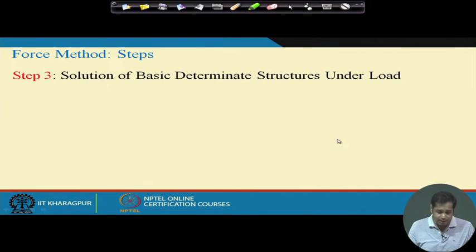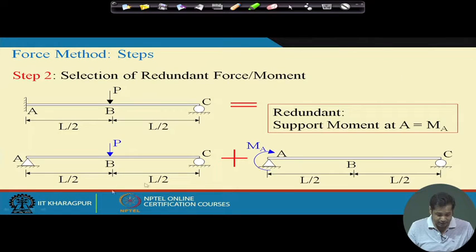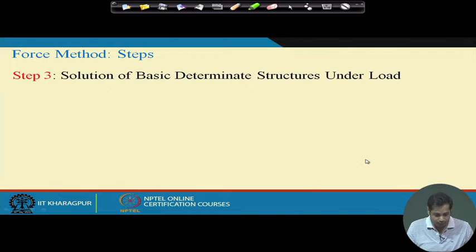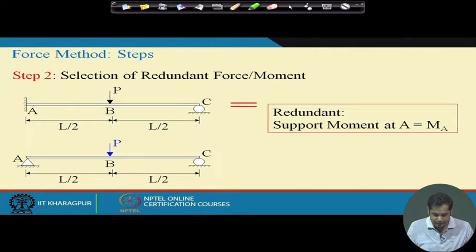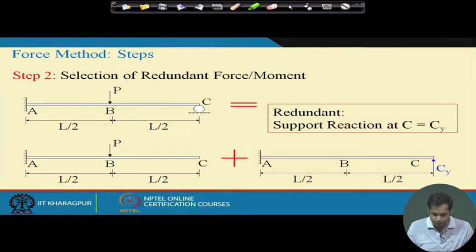Now, step 3 is the solution of the basic determinate structure under load. So, this is the basic determinate structure under load and this is the basic determinate structure under the redundant force or redundant moment. Similarly, if we take the redundant force as this, this is the basic determinate structure under load and this is the basic determinate structure under the redundant force.